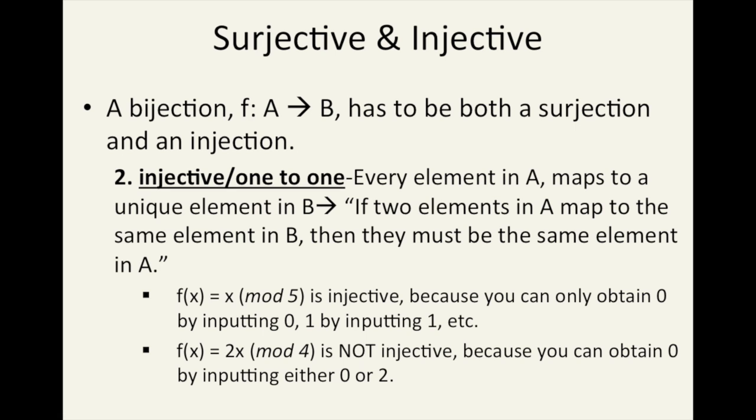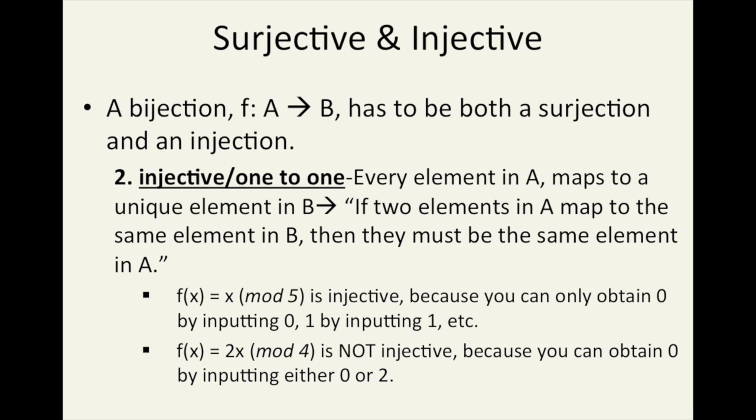For example, good old f of x equals x, specifically in mod 5. That means the domain can be 0, 1, 2, 3, or 4, and the possible values of f of x are also 0, 1, 2, 3, and 4. It's pretty obvious that the only way you can get 0 given f of x equals x is by inputting 0, and the only way to get 1 is by inputting 1. So every single value in the domain, 0 through 4, also gives a unique value 0 through 4. Again, the only way to get 0 is by inputting 0, getting 1 by inputting 1, etc.